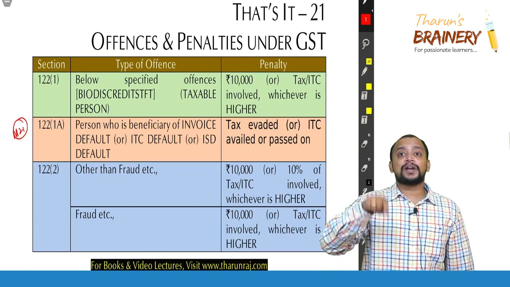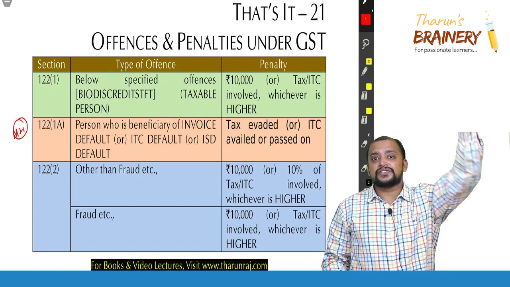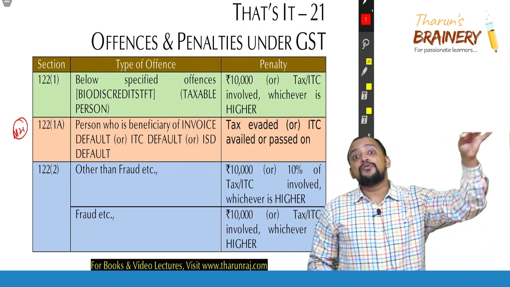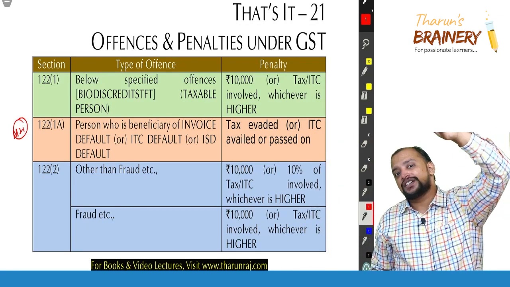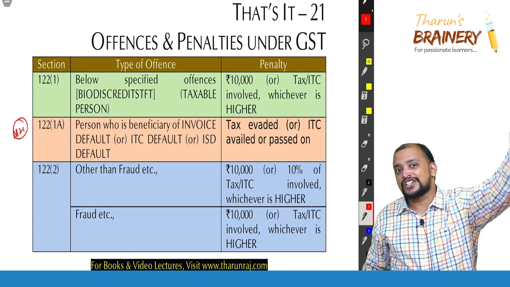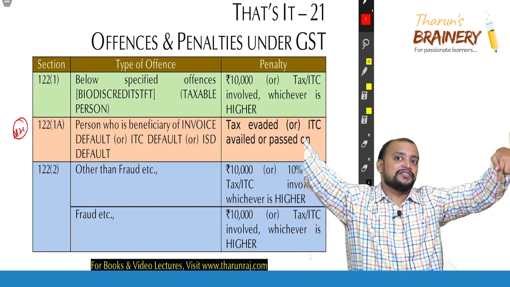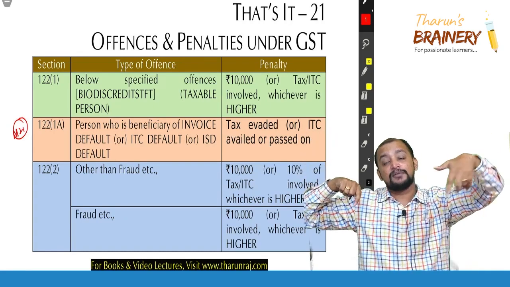Now who is the supplier? The fake registrations in whose name I have done the registrations is invoice default. They are giving invoices without making supply. Invoice default. The recipient who took the credit is ITC default. Both are covered under 122 subsection 1. But I am not covered.